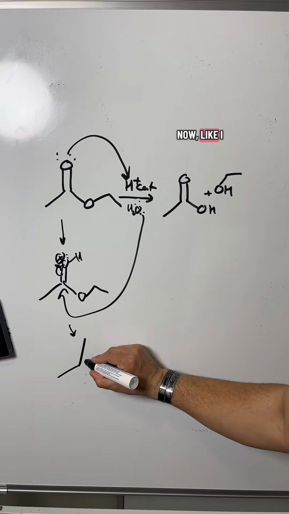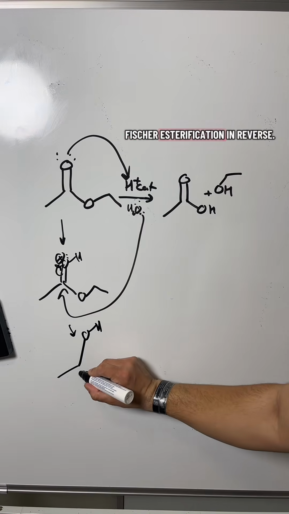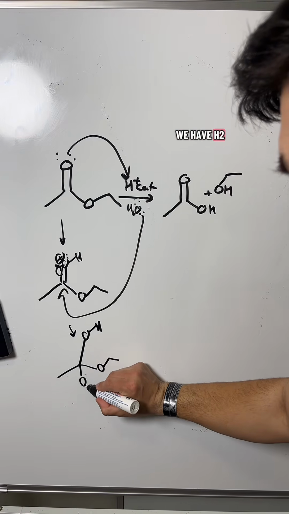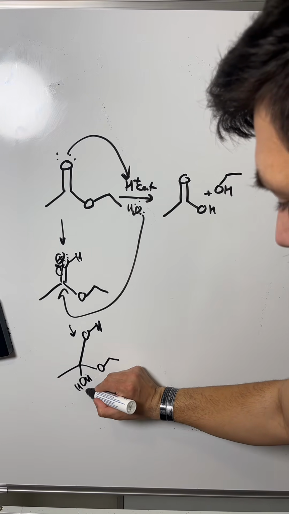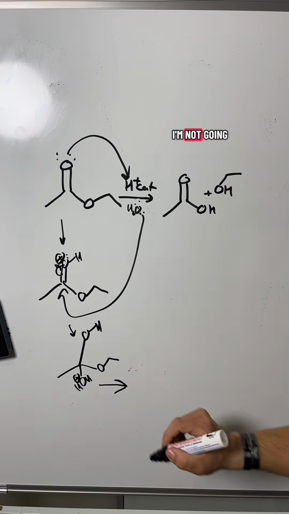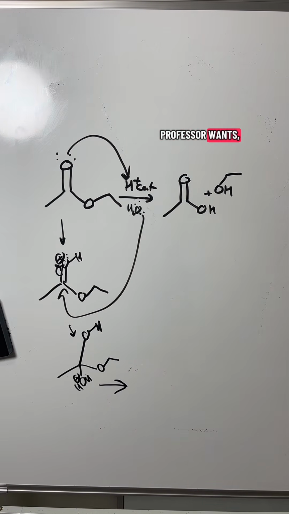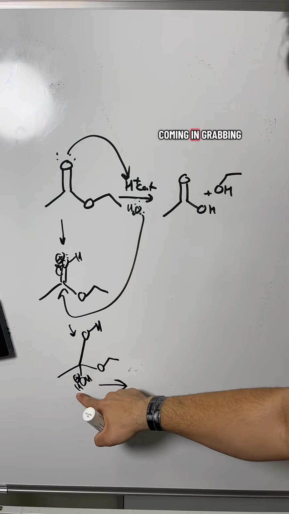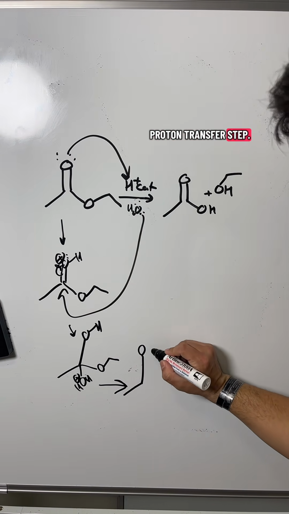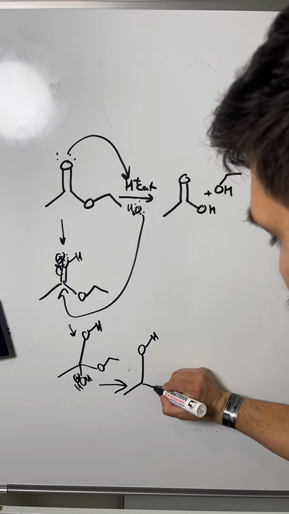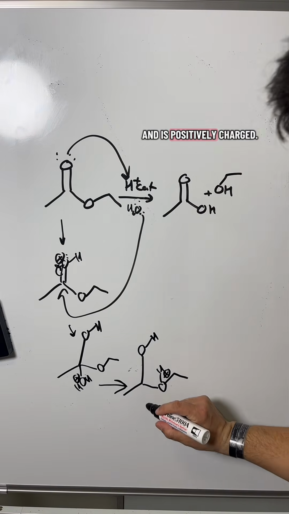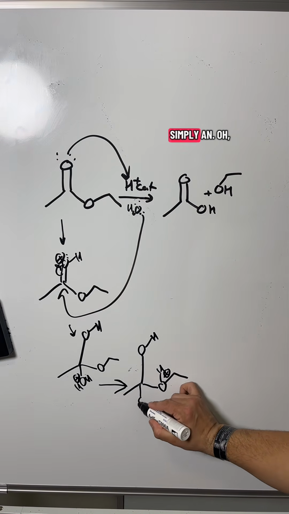Now, like I said, this is kind of just your Fischer esterification in reverse. We have H2O plus here. Now, there's a proton transfer step that happens here, just like in the Fischer esterification video. I'm not going to show it explicitly, but if your professor wants it, make sure you know what it is. And essentially, water coming in, grabbing this, then H3O plus protonating this. We have a proton transfer step where now our alcohol, or what was our alcohol, has a proton and is positively charged. And we have simply an OH here.